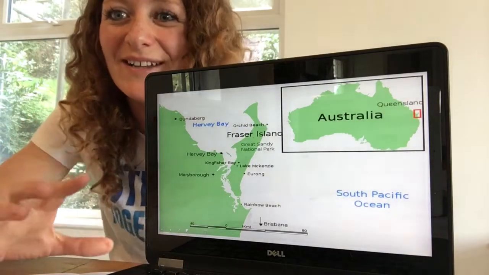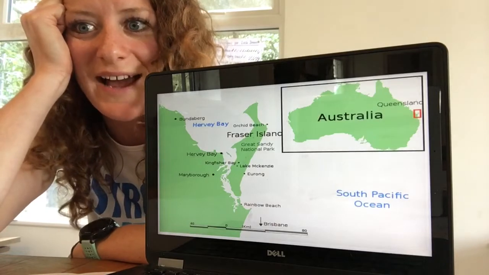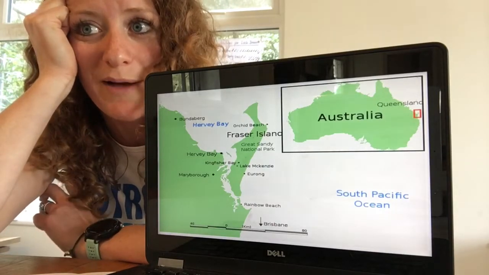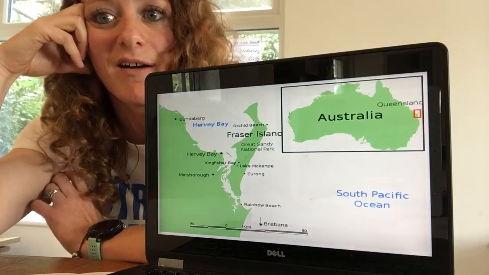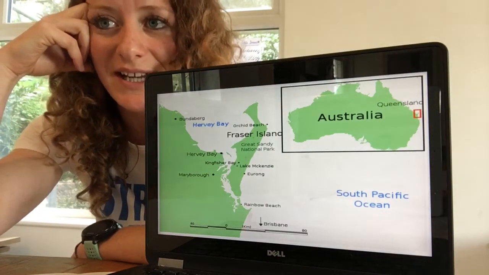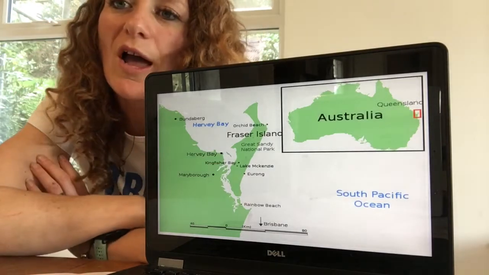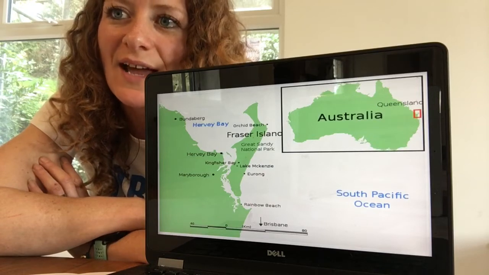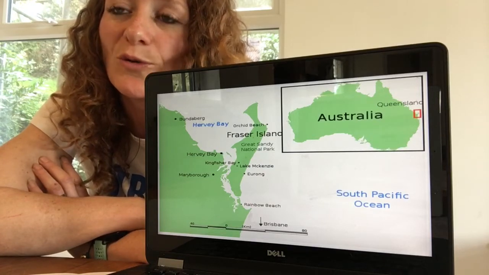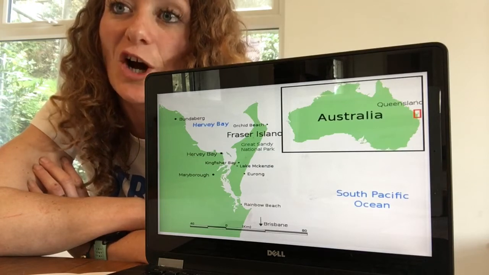Now, Fraser Island is amazing for a number of different reasons, and I'm really excited that we're going to talk about this today. Now, the one thing I do want to tell you before we even start is that Fraser Island actually has a different name. So originally, the people from Australia, they're called Aborigines, and Aborigines call Fraser Island Gari, okay? It's spelled Kugari, but you say Gari.